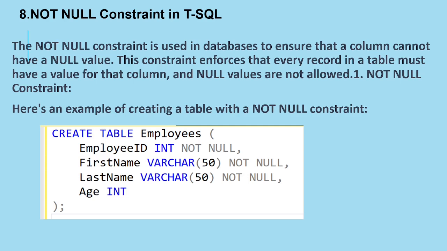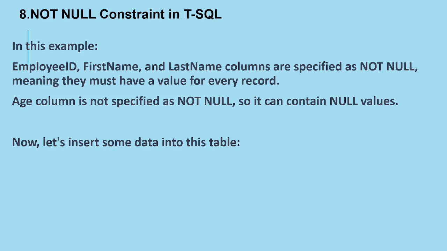Here is an example of creating a table with the NOT NULL constraint. CREATE TABLE employee (ID int NOT NULL, first name and last name varchar(50) NOT NULL, age int). In this example, the employee ID, first name and last name columns are specified as NOT NULL, meaning they must have a value for every record while inserting the data. The age column is not specified as NOT NULL, so it can have null values by default.